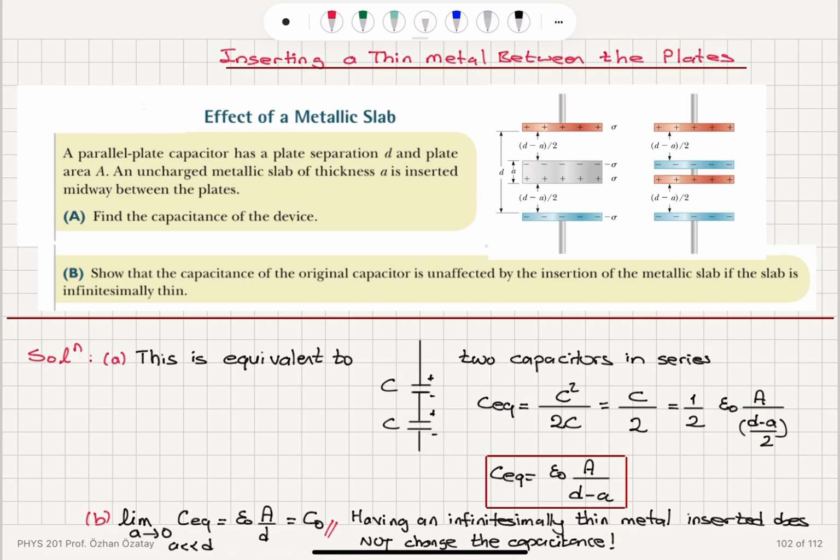So capital A is the area, and lowercase a is the thickness of the metallic slab. The equivalent capacitance becomes epsilon 0 A over (D minus a). But when a is much less than D, it can be neglected. We recover the original capacitance. So if we have an infinitesimally thin metal inserted between the plates of a parallel plate capacitor, it does not change the capacitance.